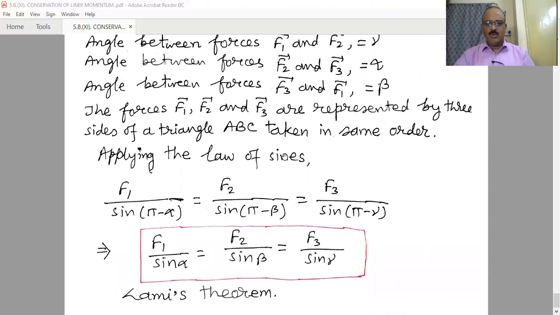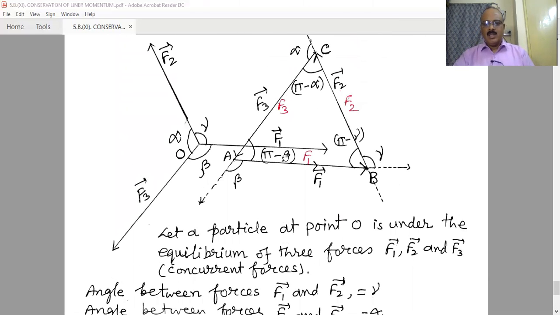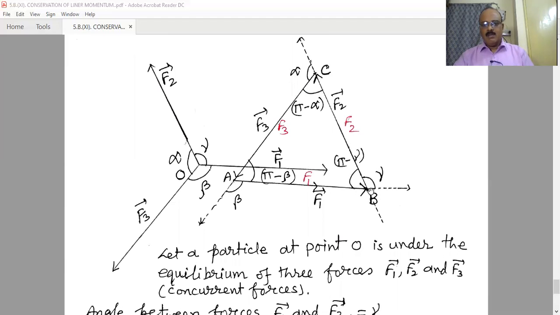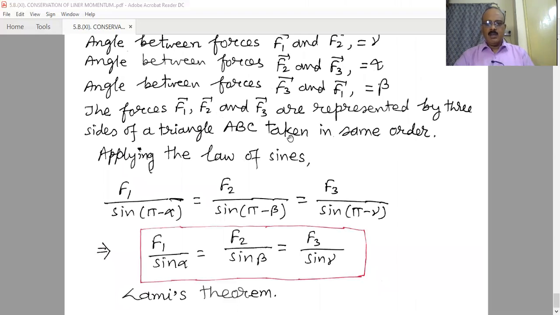Applying the law of sines, which we know from trigonometry: each side divided by the sine of its opposite angle is equal to the other sides divided by the sines of their opposite angles. The side AB represents the vector F1, and its numerical value is F1. Similarly, the numerical value of BC is F2, and the numerical value of AC is F3.